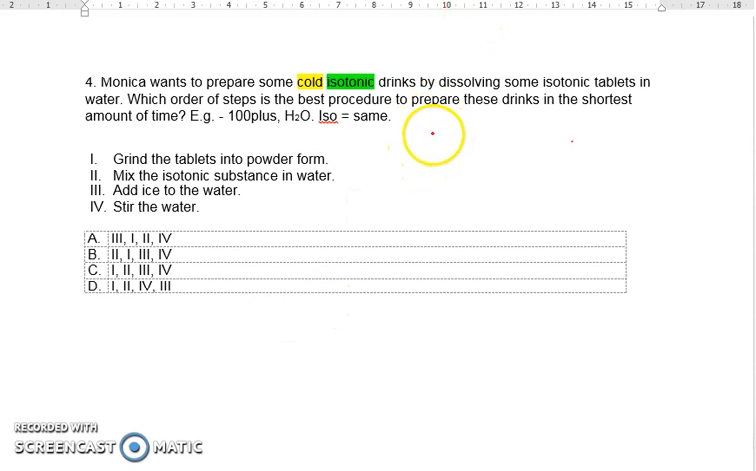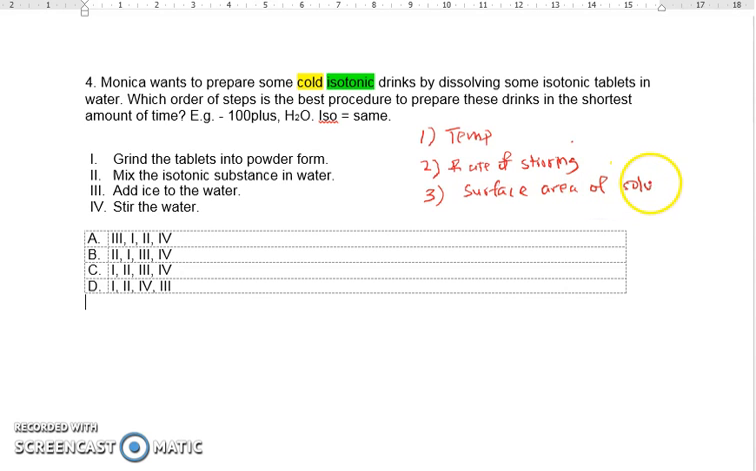The three factors that affect how fast something dissolves are, number 1, temperature. And number 2, as you're very familiar, as we did the challenge in the lab of dissolving the sugar cube, would be the rate of stirring. Now remember, we also needed to crush the sugar cube, so the surface area of the solute matters as well. The smaller the surface area, the faster the rate of dissolving.